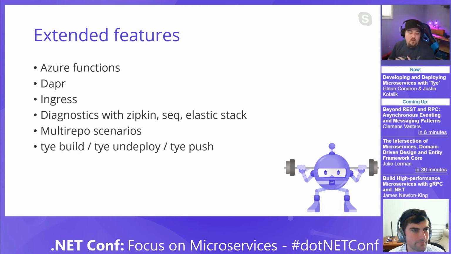Right. And then multi-repo scenarios. I've had a lot of comments asking about this, because not everybody has a single repository where they put multiple microservices in it. So a lot of people are interested in how do I have multiple repos that I then use with Tye? How does that work? And we have a doc on our repo that talks about some of the support we have for this.